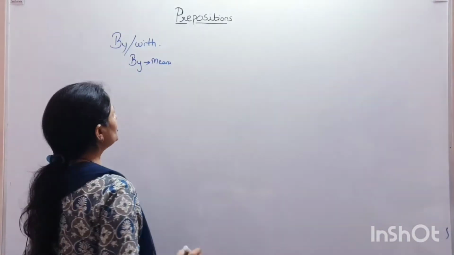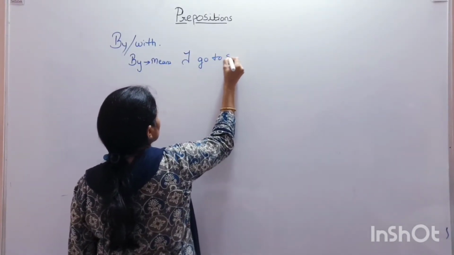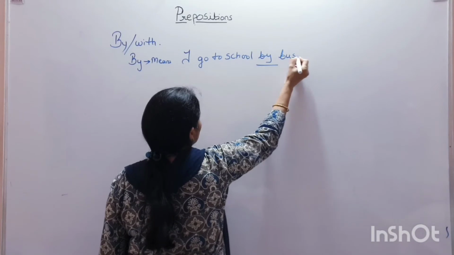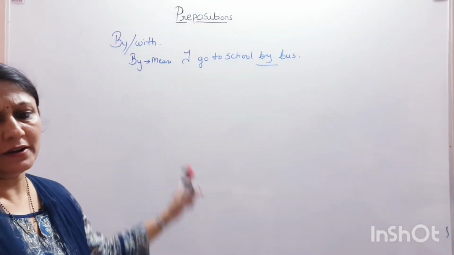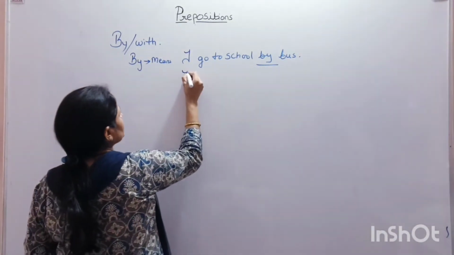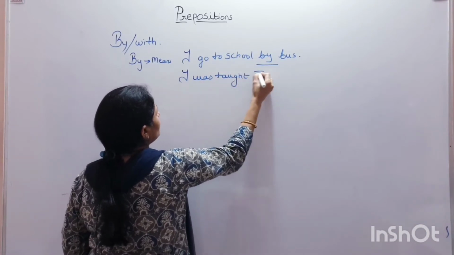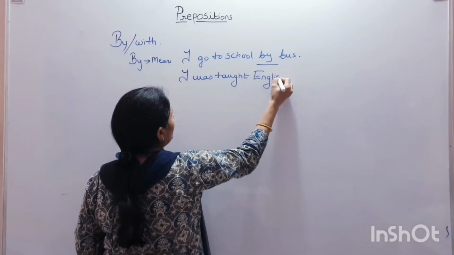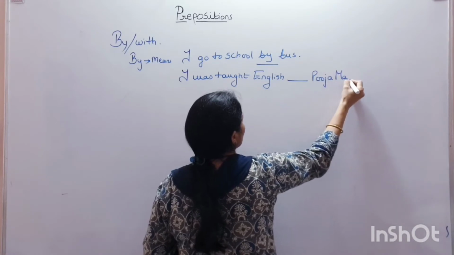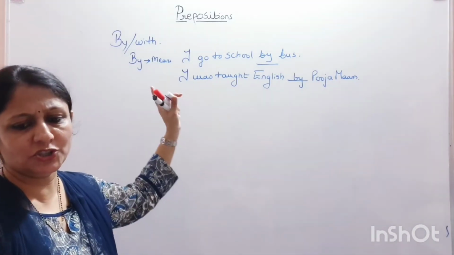First, by is used as means. How do I use the preposition by? Like, I go to school by bus. Now is this example very clear? I go to school by bus. Another example, I was taught English by Pooja ma'am. Again, here also I will use the preposition by.